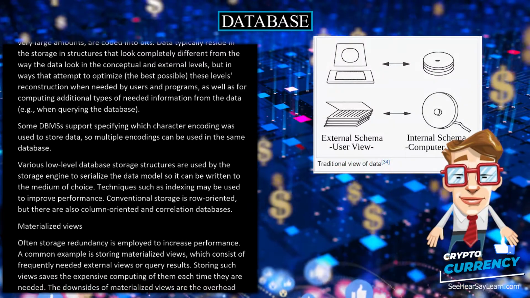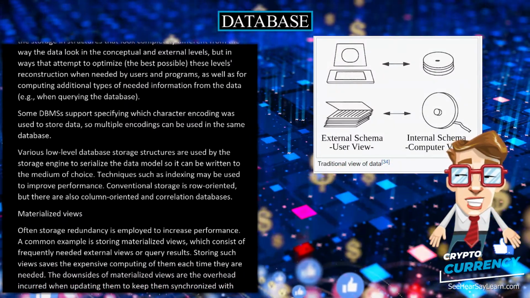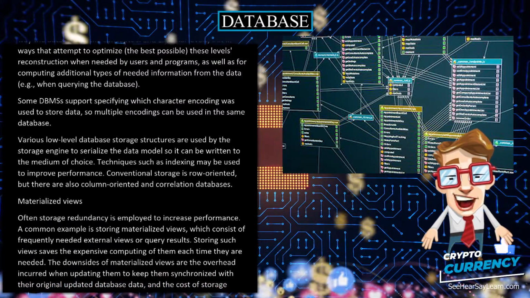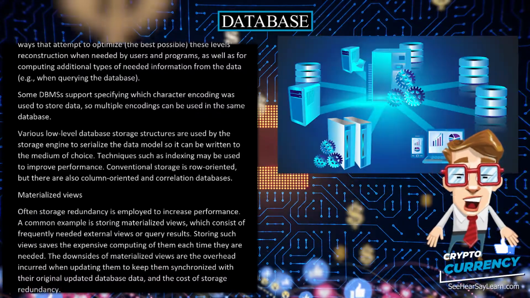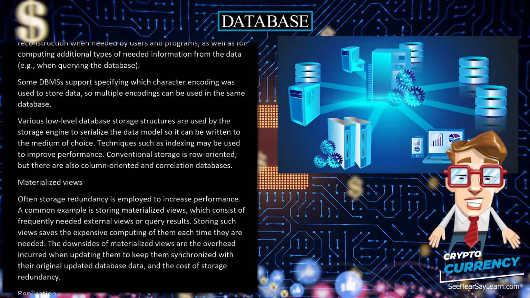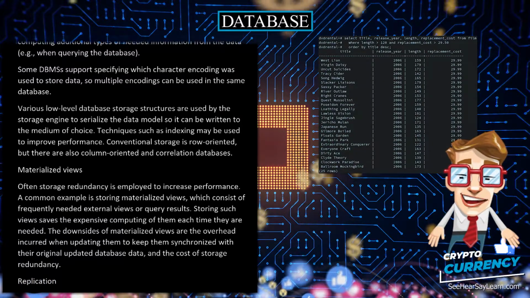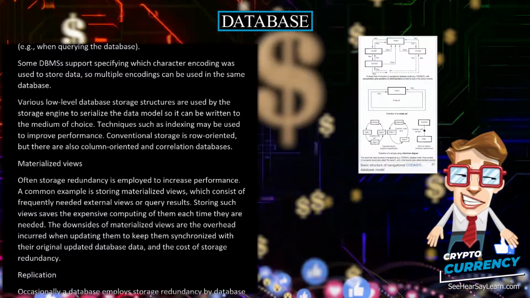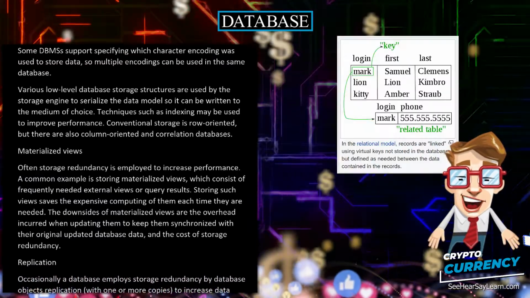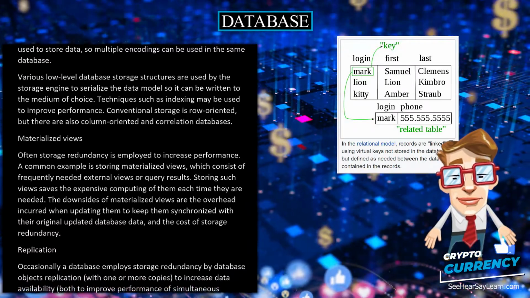Materialized views. Often storage redundancy is employed to increase performance. A common example is storing materialized views, which consist of frequently needed external views or query results. Storing such views saves the expensive computing of them each time they are needed. The downsides of materialized views are the overhead incurred when updating them to keep them synchronized with their original updated database data, and the cost of storage redundancy.